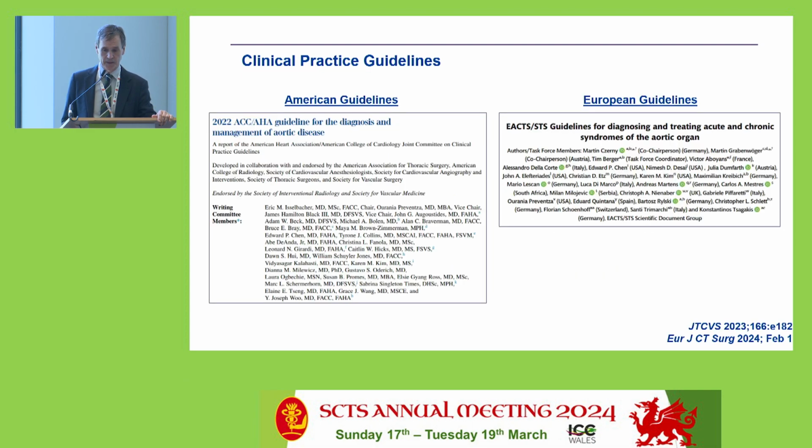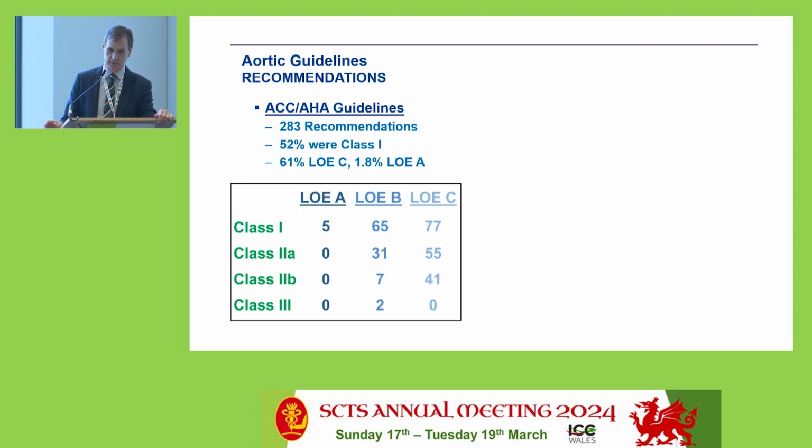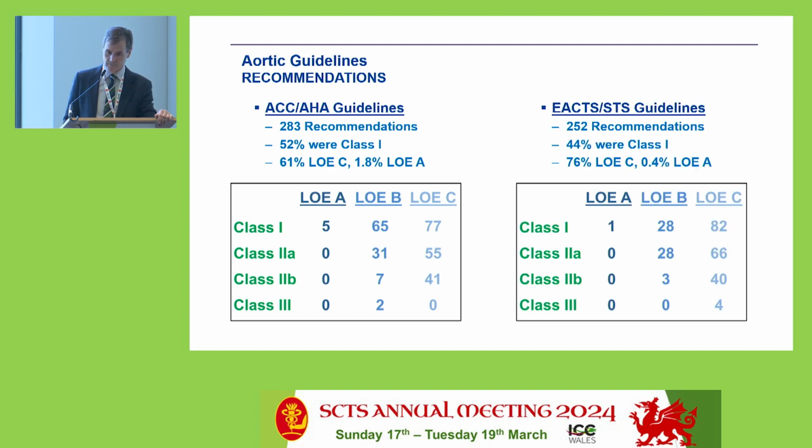that we needed more clinical trials. So these are the two guidelines, the American guidelines on the left and the European guidelines on the right that we've been talking about. I went through all those recommendations. On the Americans, 283 recommendations. Half of those were class 1, but there were only 5 recommendations that were level of evidence A. Looking at the EACTS STS guidelines, there were 252 recommendations. 44% were class 1, similar, but they only had one level 1A recommendation.